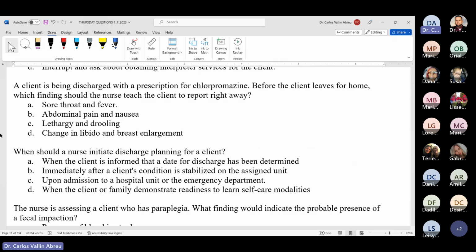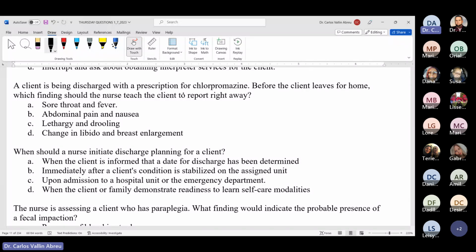A client is being discharged with a prescription of chlorpromazine. So you are in the test and you think, oh my goodness, it sounds familiar, but I can't place it. Okay, chlorpromazine. Before the client leaves for home, which finding should the nurse teach the client to report right away? Sore throat and fever, abdominal pain and nausea, lethargy and drooling, change in libido and breast enlargement.